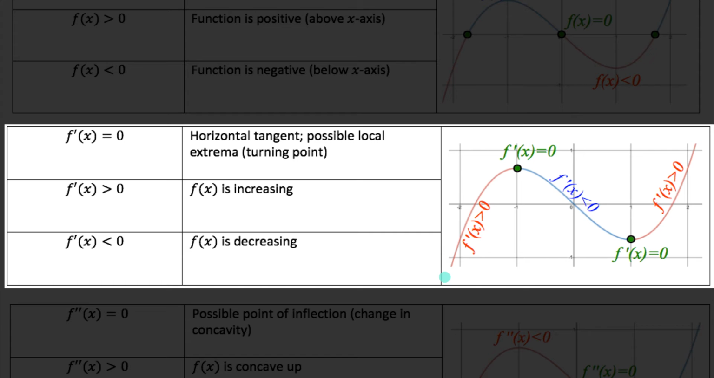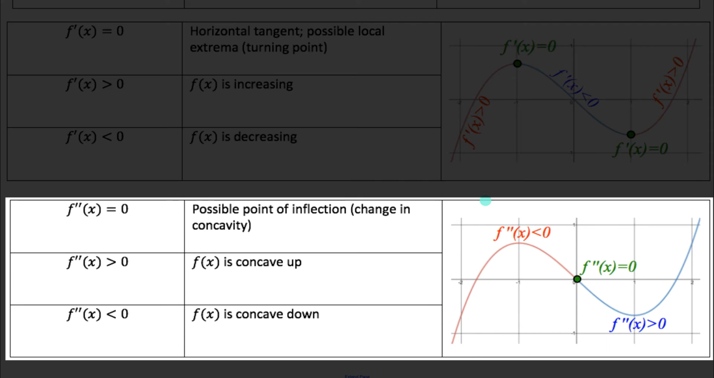Remember, the first derivative tells you the slope of a function. So when the slope of a function is positive, going up to the right, the first derivative is going to be positive. And these red sections show you where the first derivative will be positive. Those are the sections where the original function is increasing. In the blue section, the first derivative would be negative because the original function is decreasing there. And at these two green points, the first derivative would be 0 because the slope of the function there is 0. Imagine drawing a tangent line there; it would be horizontal, therefore the slope is 0.